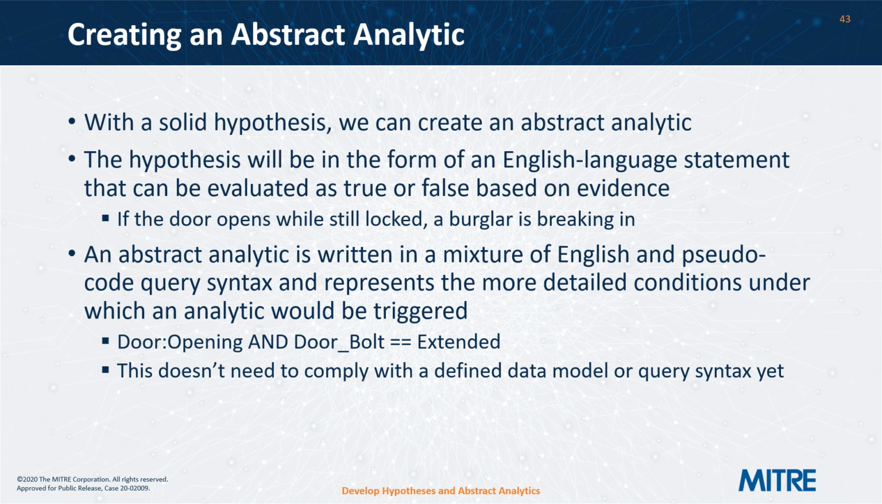In the example of our burglary scenario, an abstract analytic might define an object door with a state opening, and another object door bolt, which might have a state extended. And we want an alert to fire when both of those states are true. You can decide how formal you want to be at this stage.